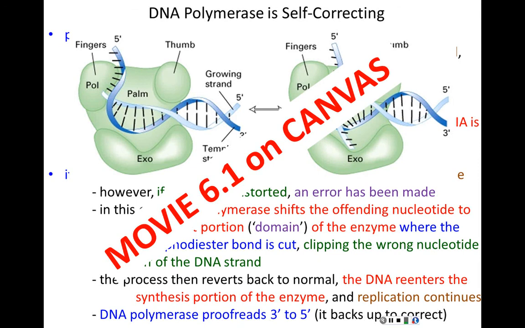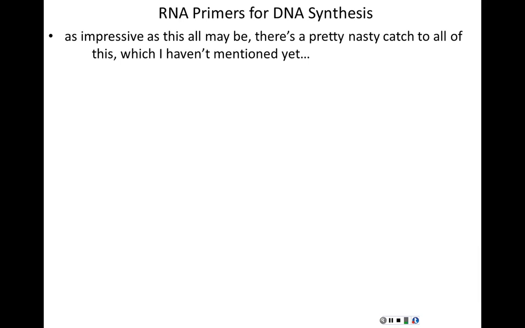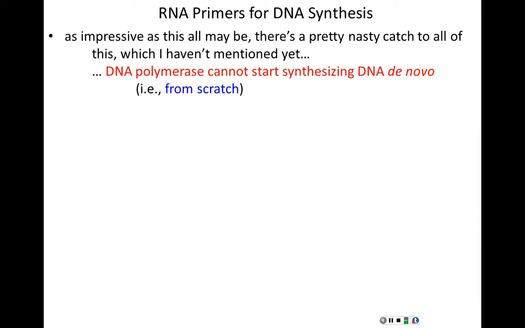Moving on to RNA primers, as impressive as everything I might have told you already is, there is a pretty nasty catch to everything that I haven't told you yet. That catch is that DNA polymerase, as fancy as it might be and as much as it can proofread, actually can't start synthesizing DNA on its own from scratch. The scientific term for that is de novo. So DNA polymerase can't make DNA from nothing.